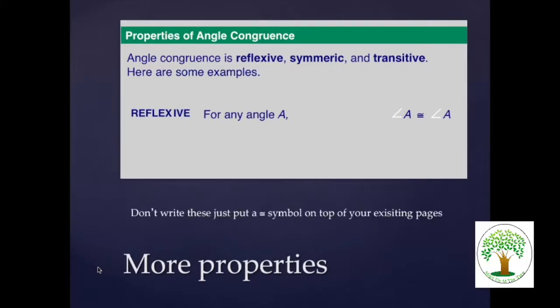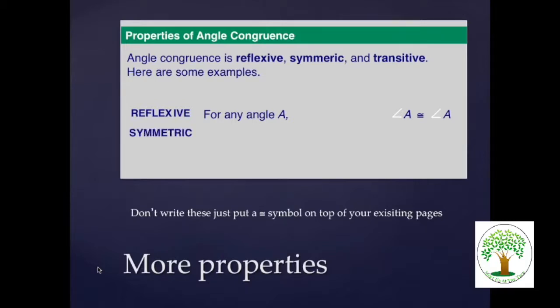So I don't want you to rewrite these. What I want you to do on your little note sheets or in your postulate book is write right above the equal a congruence, so it can be an equal or a congruence. Anytime you see an equal, you can use reflexive. Anytime there's a congruent, you can use reflexive. That just means something equaling itself. An angle will equal itself.